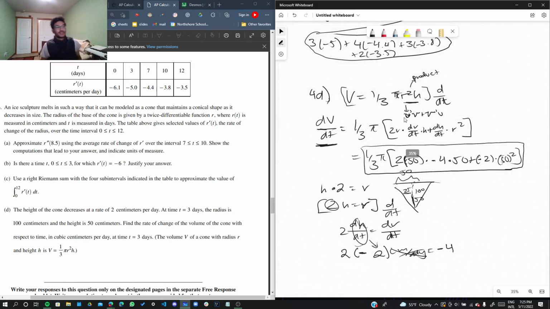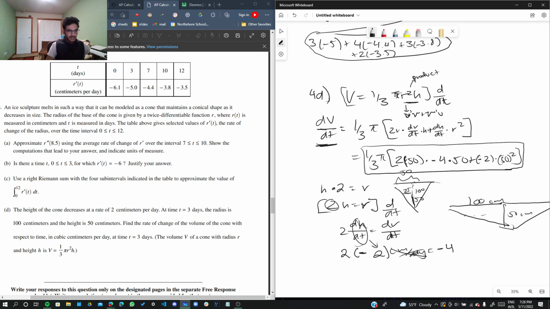I just took this formula, did a bunch of product rule, a bunch of chain rule. You got to realize the relationship between dh/dt and dr/dt. The radius... oh no, okay, I did this right. 2h, 2 times the height is the radius. I probably drew this diagram incorrectly. The radius is 100 centimeters and the height is only 50, so this is actually a pretty wide cone. You have 100 centimeters and then 50 centimeters.